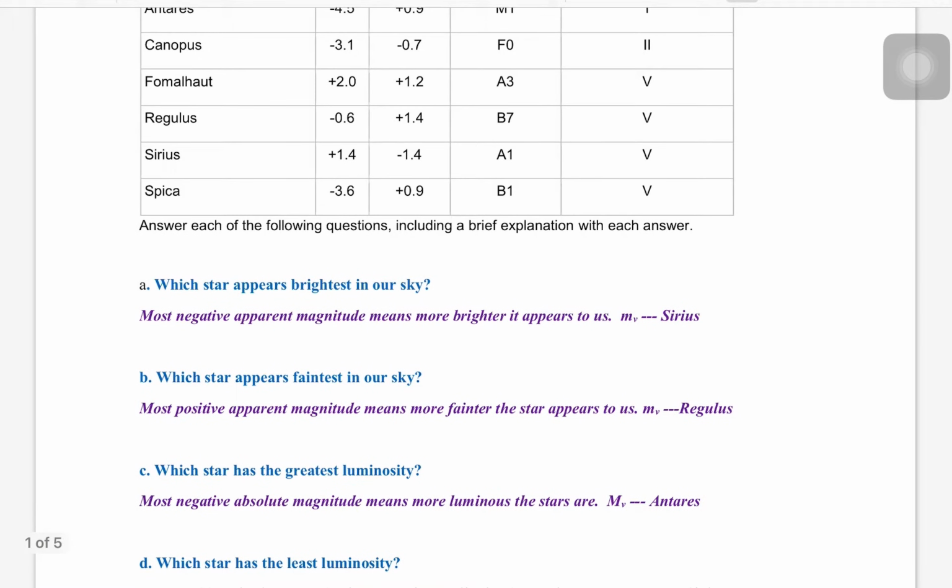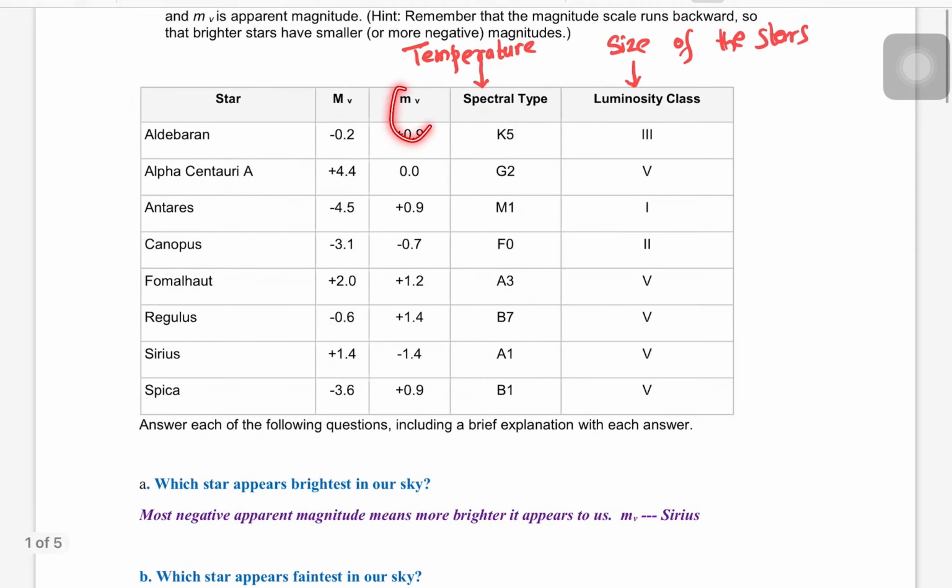The first question is, which star appears brightest? How do you find out when it says appears? That means you have to look for the apparent magnitude here. And as it says brightest, that means you have to look for the most negative number. The most negative number I see here is Sirius. That means this star appears brightest in our sky.